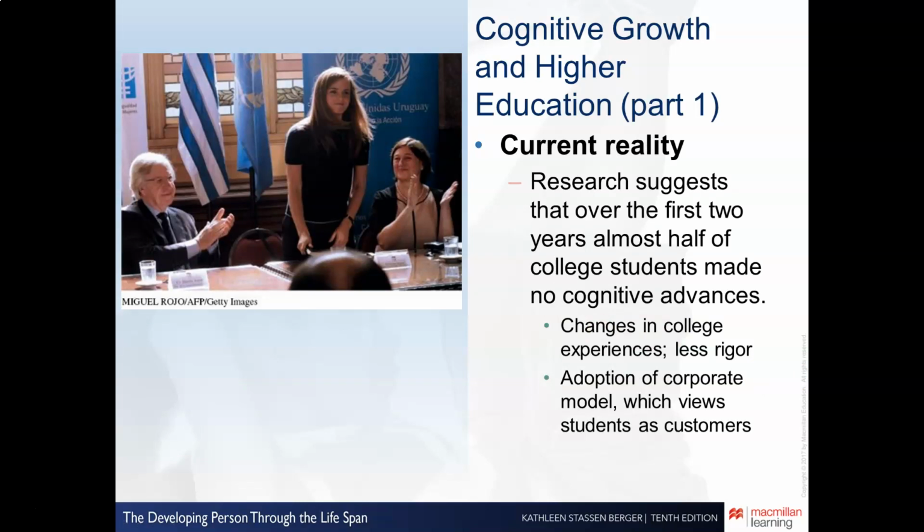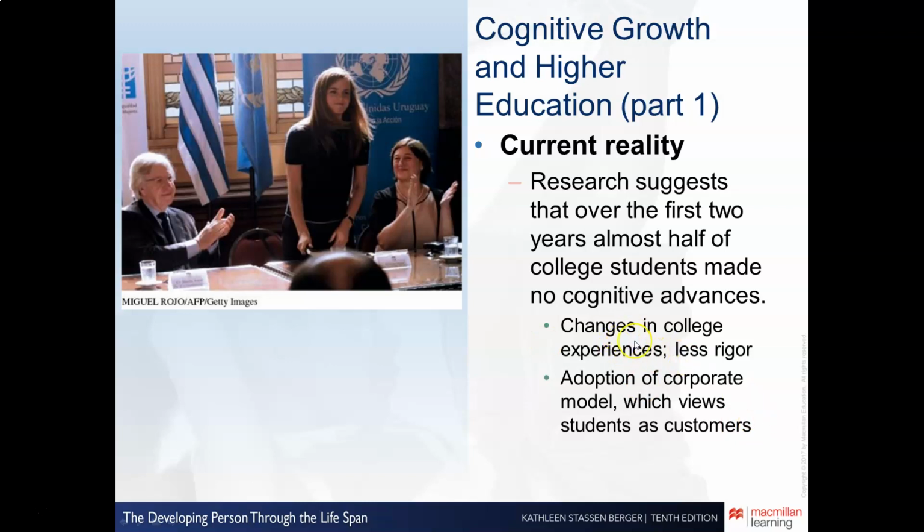Okay, now very quickly, in regard to higher education, the current reality shows that over the first 2 years of college, roughly half of college students have been shown to make no cognitive advances. Remember, these are broad generalizations again. This is not a judgment in any hard and fast way. No judgment here. But what do you think about that? Do you think that is true? Do you think there's a reason for that?